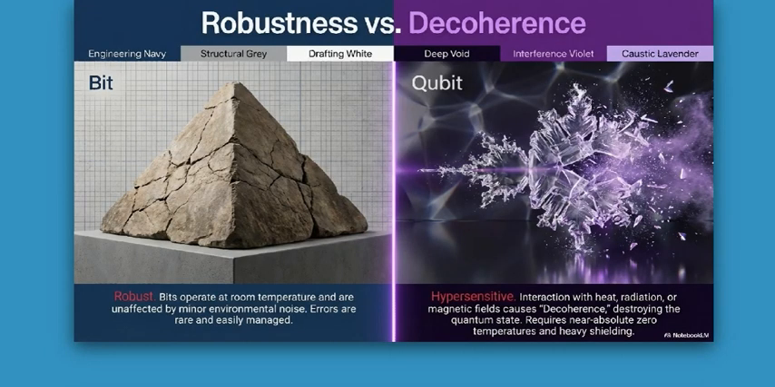Qubits, on the other hand. The text visualizes them as a snowflake shattering. That is a perfect image. Qubits are hypersensitive. Any interaction with the outside world causes decoherence.